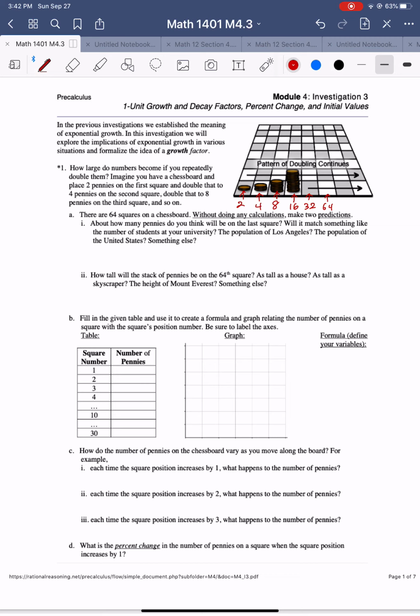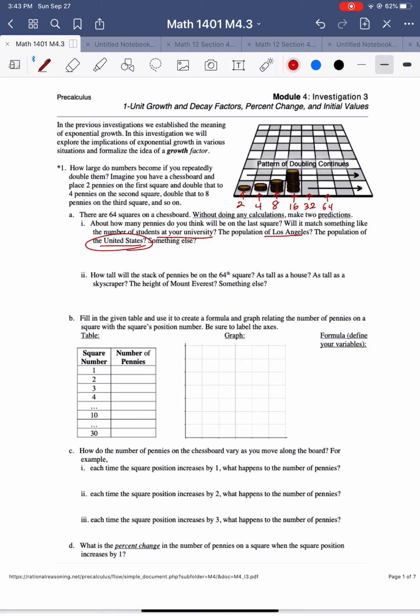So A, there are 40 squares on the chessboard. Without doing any calculation, make 2 predictions. So number one, about how many pennies do you think there will be on the last square? It'll be matched to something like the number of students in your university, or the population of Los Angeles, or the population of the United States. So the number is getting bigger and bigger, right? So it's getting doubled. So I don't know what you think. Okay, so I want you to choose from the number of students in your university, Los Angeles, or the United States. For me, I think I want to choose the United States population.